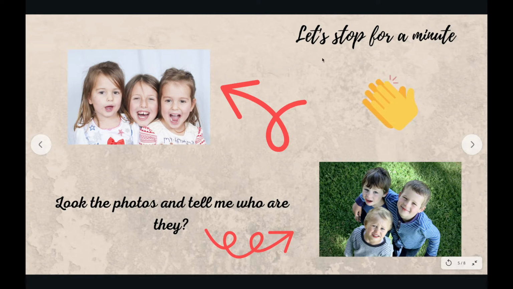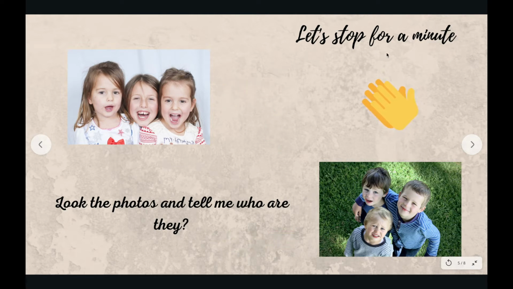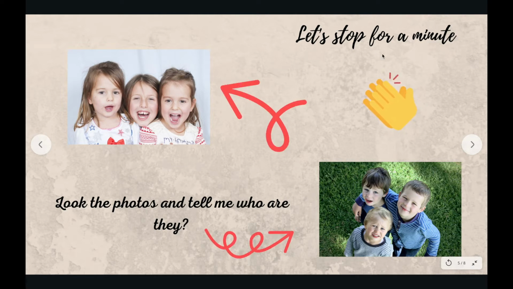Okay, let's stop for a minute. We're going to stop for a minute and we're going to try to analyze these two photographs. Look at the photos and tell me who are they. Let's start from here. What could be the name for these boys? Good, brothers. And what happened here with the ladies, here, the girls? Good, sister.